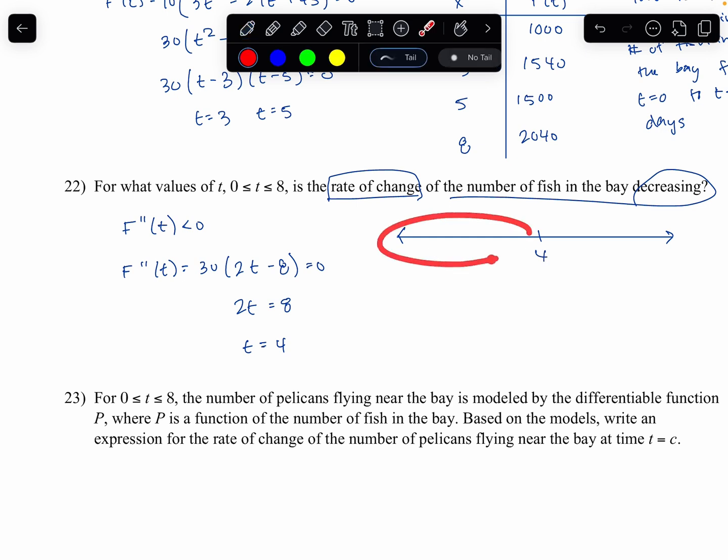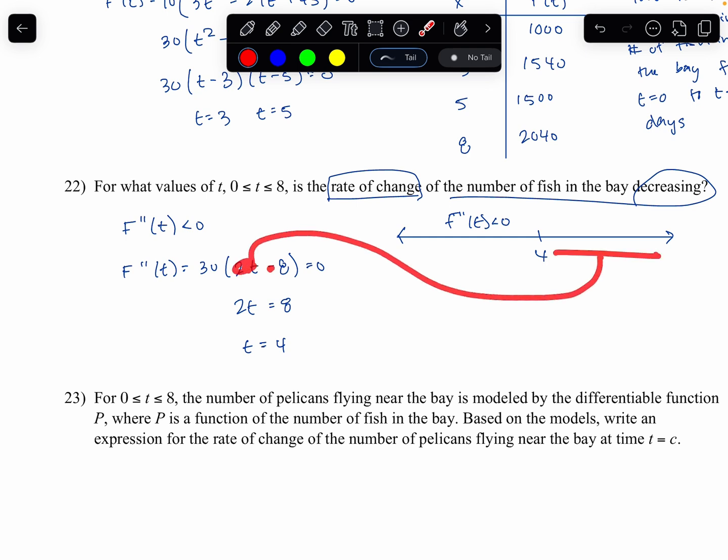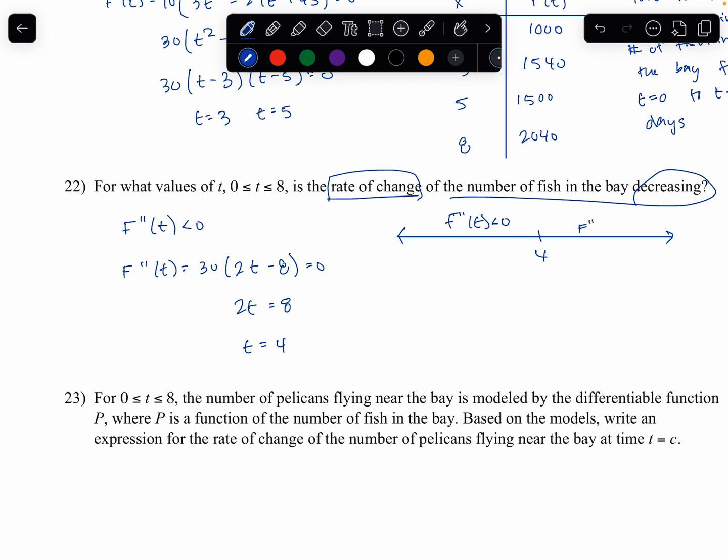So let's say I plug in values to the left. If I plug in 0 back into the second derivative, we're going to get 30 times negative 8, so f double prime of t will be less than 0. If I plug in any values greater than 4, say like 5, that's going to be 10 minus 8, which is 2. 2 times 30 is going to be positive 60. So the second derivative is going to be positive.